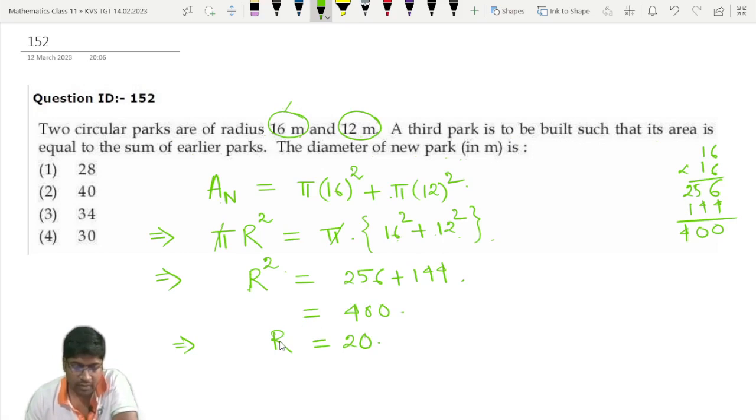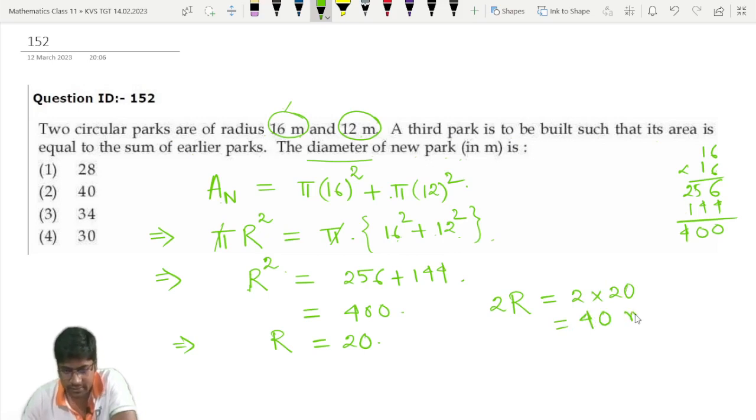Now R is the radius of the new park, but they are asking the diameter of the new park. So diameter will be 2R, which is 2 into 20, that is equal to 40 meter. They have given the unit meter, so that will be 40 meter. So option 2 is the correct answer, 40 meter. Is it clear to everyone? Let's move to the next question.